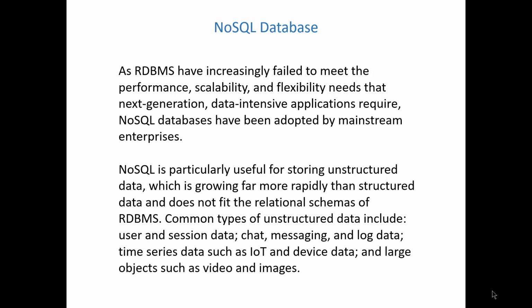RDBMSs have increasingly failed to meet the performance, scalability, and flexibility needs that next-generation data-intensive applications require. NoSQL databases have been adopted by mainstream enterprises. NoSQL is particularly useful for storing unstructured data, which is growing far more rapidly than structured data and does not fit the relational schemas of RDBMSs. Common types of unstructured data include user and session data, chat messaging and log data, time series data such as Internet of Things and device data, and large objects such as videos and images.